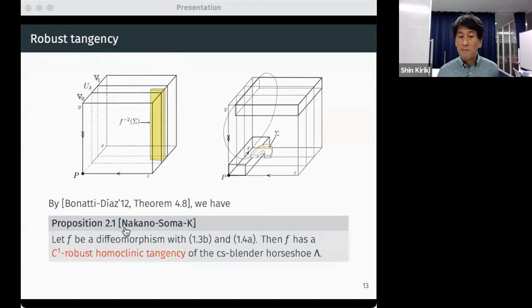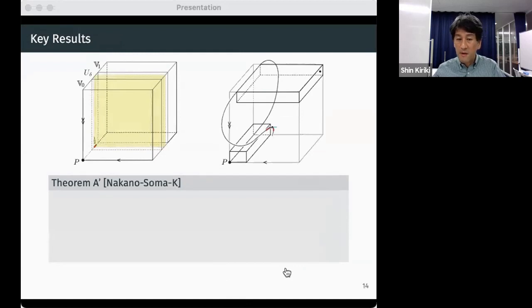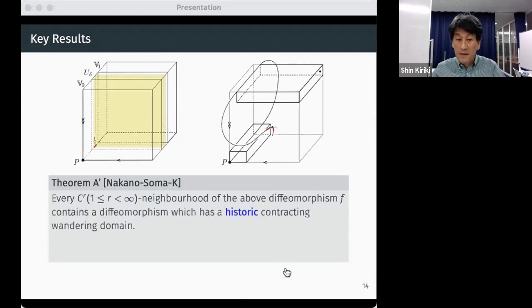Thus, from the paper of Barrientos and Raibekas, 2012, we have the following result. Let there be a diffeomorphism satisfying the formula above. Then F has a C1 robust homoclinic tangency associated with the CS blender horseshoe. Okay. In order to show our main theorem A, it is enough to provide the following key result, say theorem A prime. Every C^r neighborhood of the F defined above, where r is any positive integer, contains at least one diffeomorphism which has a historic contracting wandering domain.